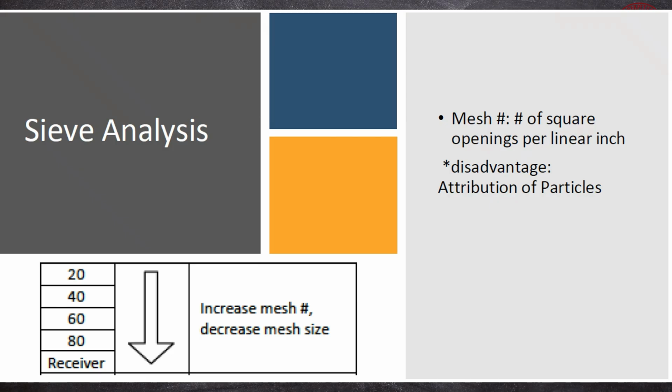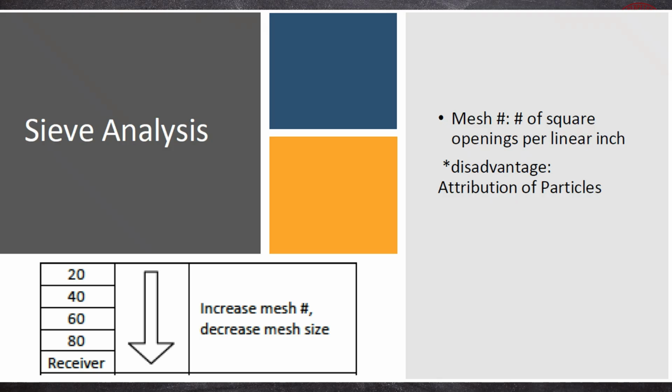Let's start with the simplest method, sieve analysis. Ito ang pinakakaraniwang paraan para malaman ang laki ng particles sa isang powder sample. Here's how it works. We prepare a stack of sieves, each with a different mesh number. Mesh number means the number of square openings per linear inch. So as the mesh number increases, the holes get smaller. For example, a 20 mesh sieve has larger openings than a 40 or 80 mesh sieve. We place the largest mesh on top and the smallest at the bottom, then pour the powder sample at the top layer.